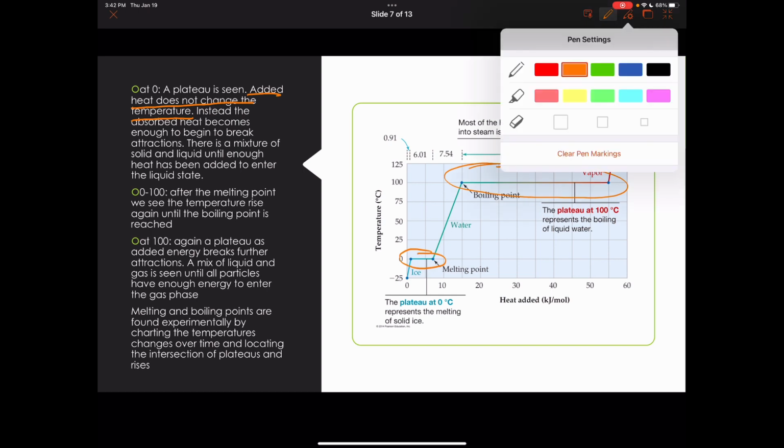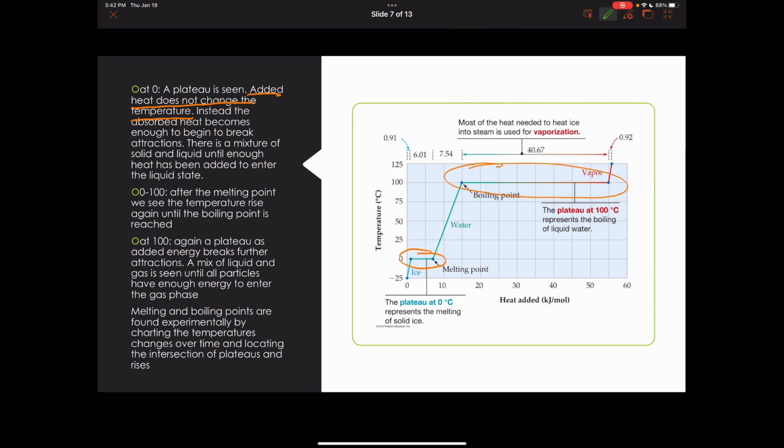Notice that melting points and boiling points can be found experimentally through charts just like this. We're going to chart the temperature changes over time, and we locate the intersections of the plateaus. So notice again, we've got this plateau and this rise. Where they intersect is my melting point. Here, where this plateau and this rise intersect, that is going to be my vaporization point.